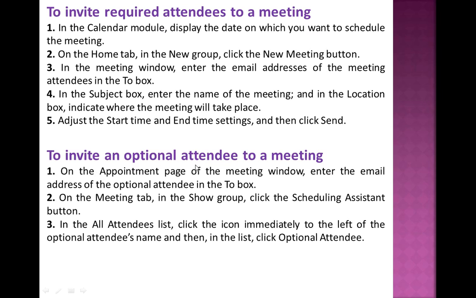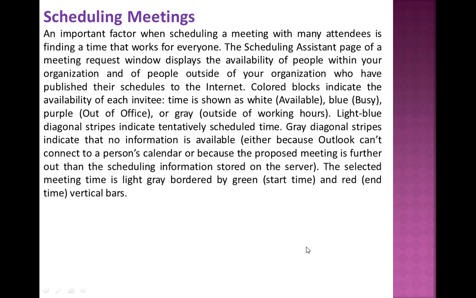Next is how to invite an optional attendee. This is a required attendee, these are the optional attendees. On the appointment page of the meeting window, enter the email address of the optional attendees in the To box. Go to the meeting tab, go to the show group, click on the scheduling assistant button. Then in the all attendees list, click the icon immediately to the left of the optional attendee's name, and then in the list, click on optional attendee.